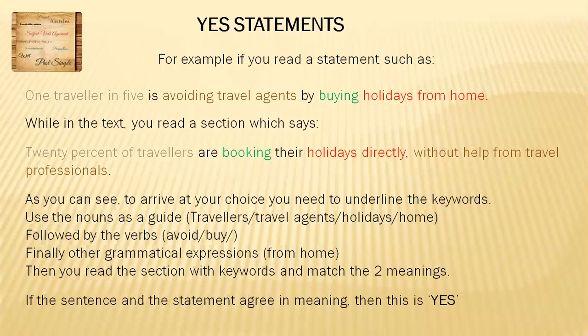Holidays from home. Okay. When we say booking directly, it means without going to a travel agent. It means they're doing it themselves. So even though these two things don't mean exactly the same, booking holidays from home means either by phone, you're ringing a company and booking it over the phone, or you're doing it on the internet. But you're doing it directly to the company without the help of a travel agent.